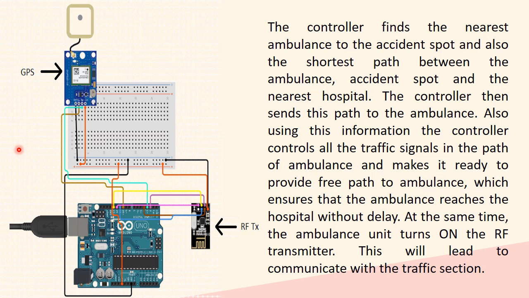Also, using this information, the controller controls all the traffic signals in the path of the ambulance and makes them ready to provide a free path to the ambulance, which ensures that the ambulance reaches the hospital without delay. At the same time, the ambulance unit turns on the RF transmitter, which will be used to communicate with the traffic junction.